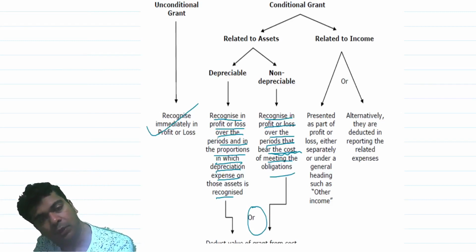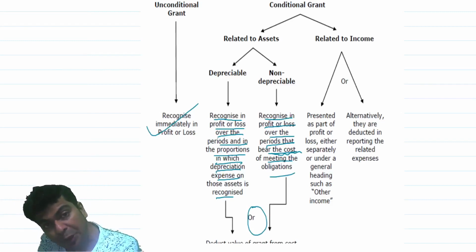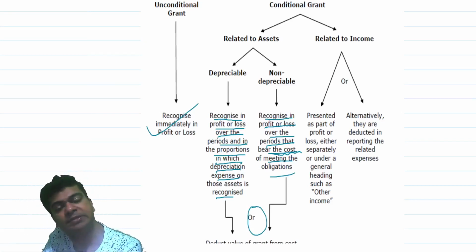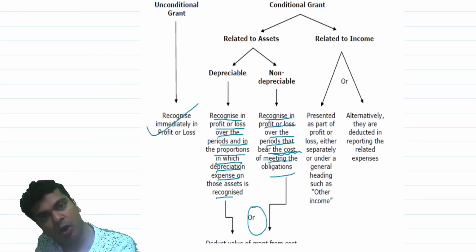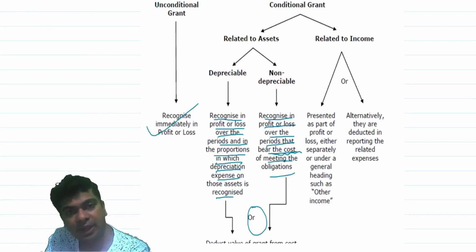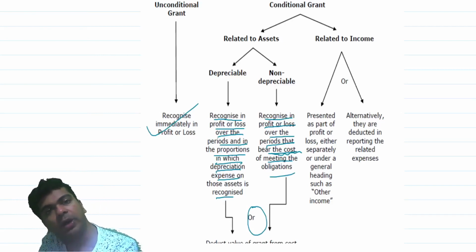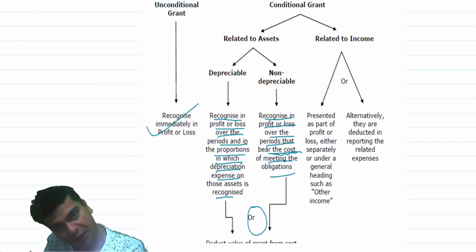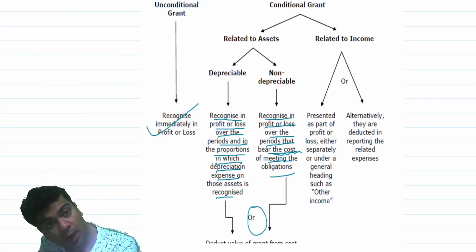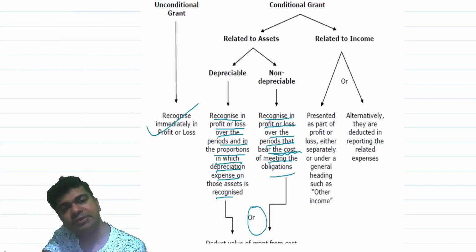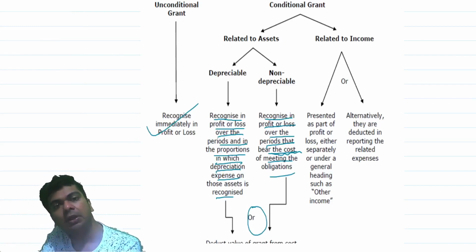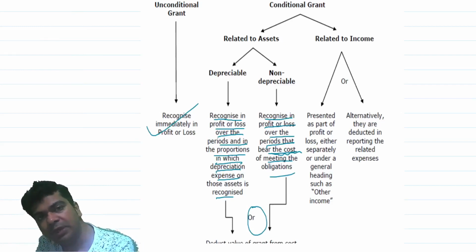What will we do? Again, two choices over here. Whatever government grant you are receiving as compensation for the expense that you have already incurred, that grant can be credited to the P&L as it is, or you can show it as a part of your other income. Another possibility is that the government grant can be deducted from the expense and only the net expense is reported in our P&L.